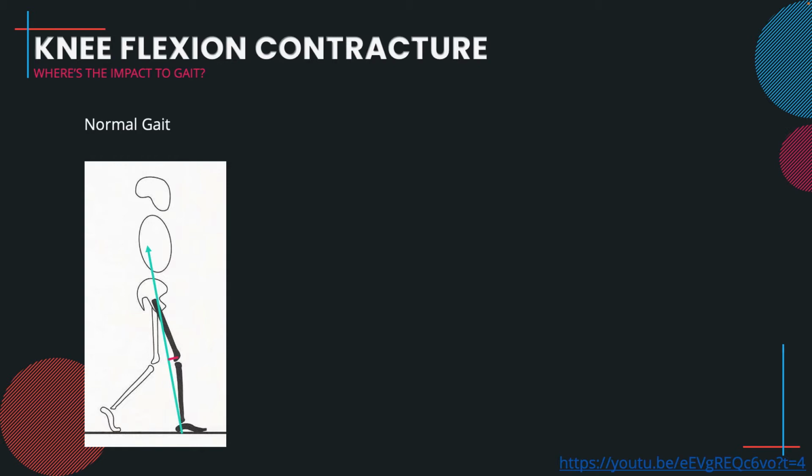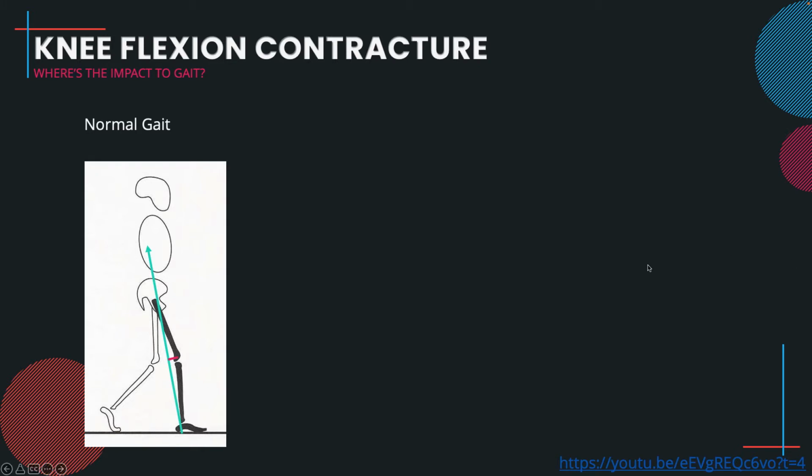And then during pre-swing, we have a really quick knee flexion moment that brings us to 50 degrees. Then at initial swing, we're getting to 60 degrees. Mid-swing, we start to extend our knee to 25 degrees, and then finally at terminal swing, we're at 5 degrees, preparing for the next initial contact.